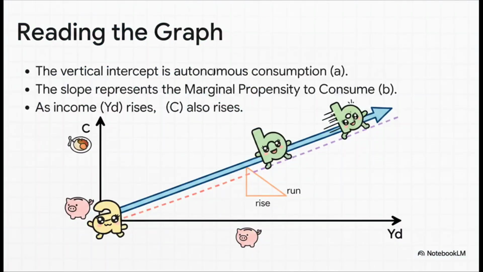And if you look a little closer, you can literally see that formula playing out. Where the line hits that vertical axis, even at zero income, that's your A, your autonomous gotta-have-it spending. And the steepness of the line, its slope, that's B, your marginal propensity to consume. So a really steep line means we tend to spend a lot of any new money we get.